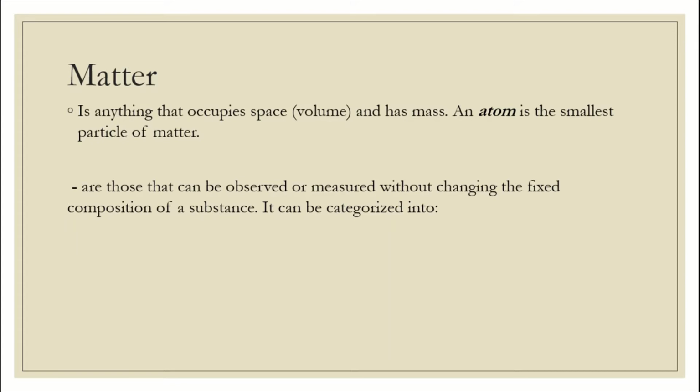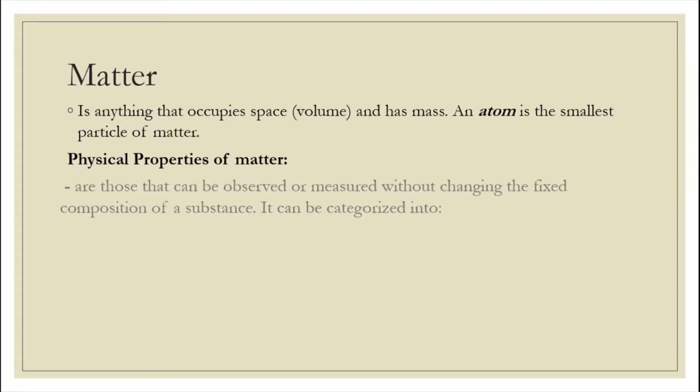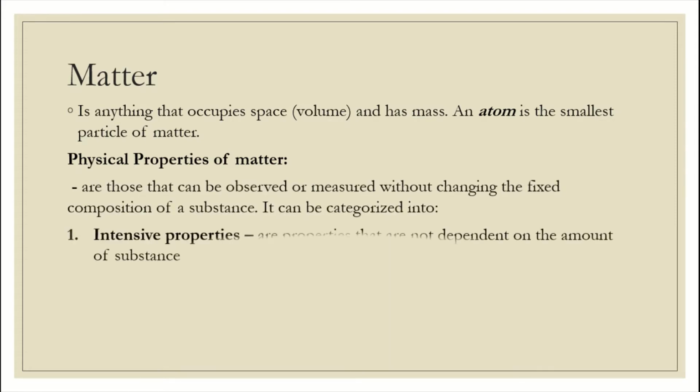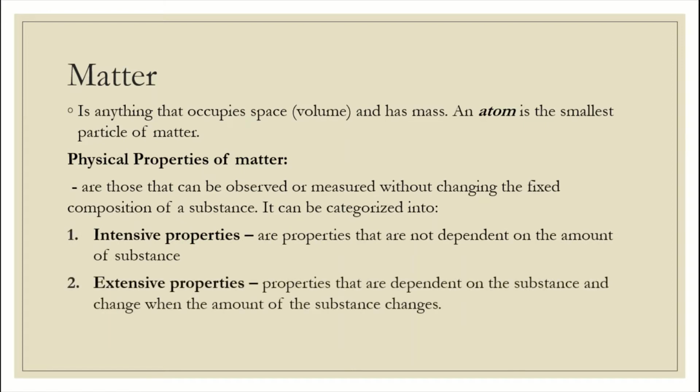Physical properties are those that can be observed or measured without changing the fixed composition of a substance, and they can be categorized. So the physical properties of matter can be categorized into intensive property and extensive property. So what are these categorizations of the physical property?